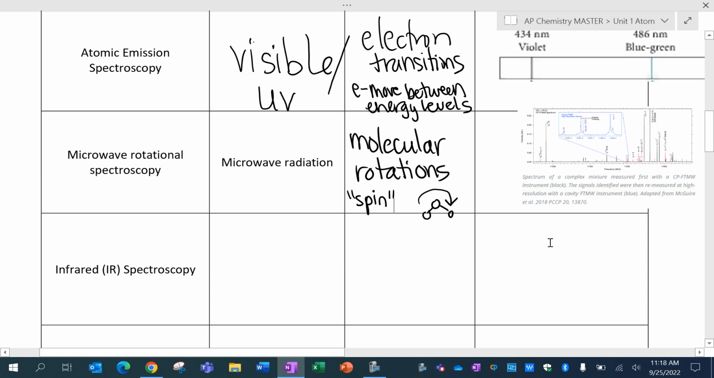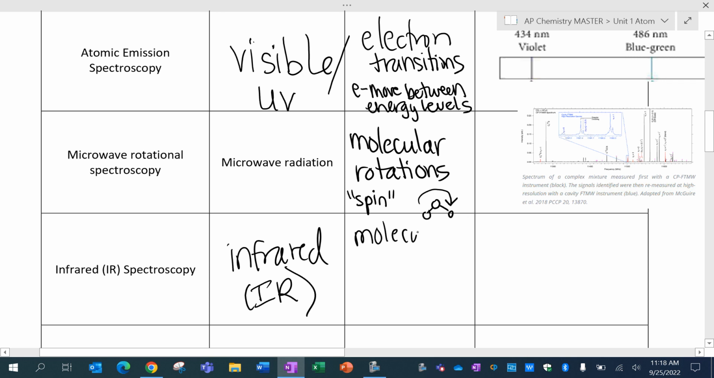All right, infrared spectroscopy, that's another type that you can look at, which involves infrared, or IR for short. What happens is we shine infrared radiation at a sample. It causes what they call molecular vibrations. If you remember looking at this in the PhET simulation, it causes the bonds to kind of wiggle back and forth.